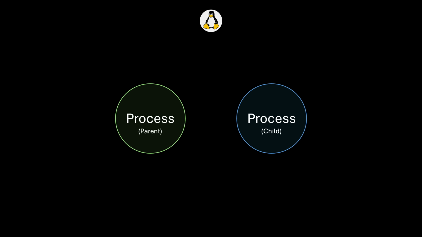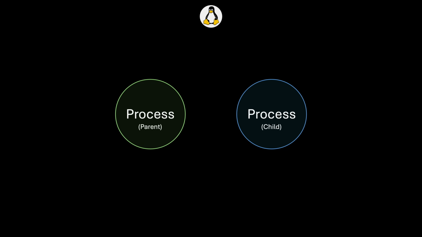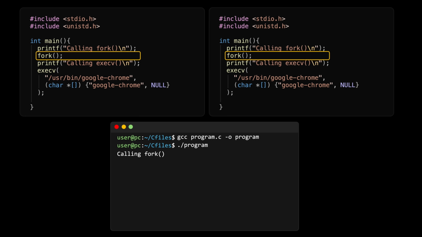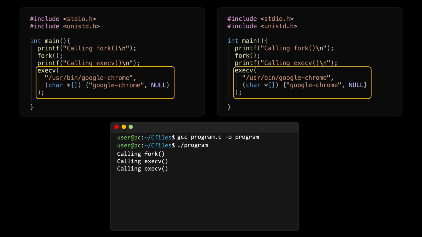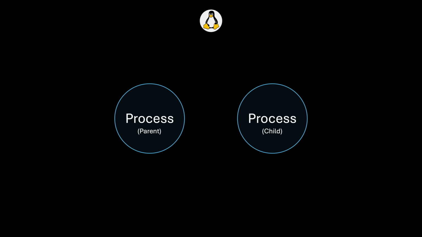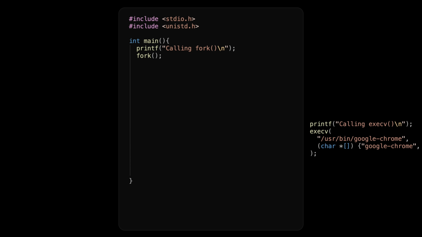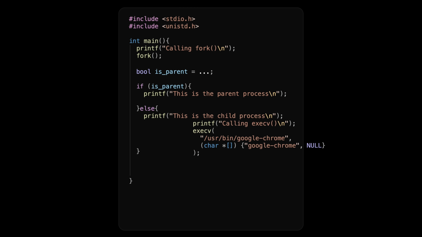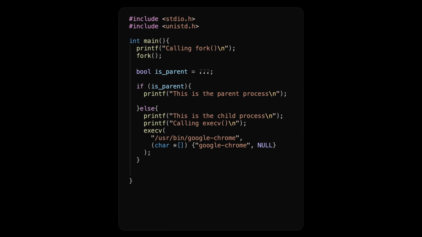The only remaining problem is this: how do we make sure that only the child process calls exec v? Because if we call fork and then immediately call exec v, both the parent and the child would execute it, and both would transform. We need some way to distinguish them in the source code, so only the child calls exec v, so we need to figure out how to do that.